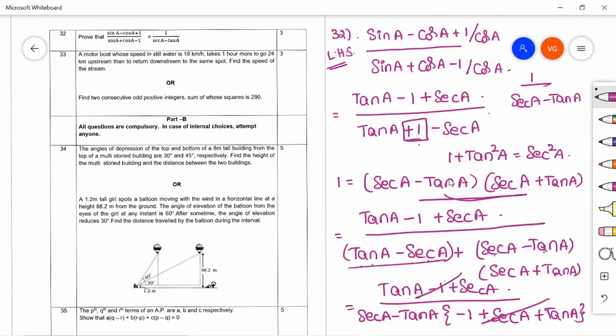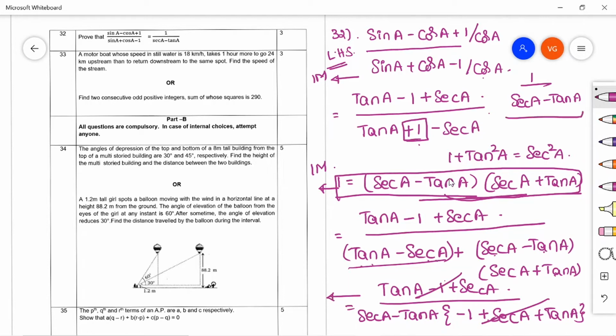Hence it is proved. So if you can write this formula, that is for dividing by cos A both numerator and denominator, here you will get 1 mark. Then replacing 1 by this formula, you will get another 1 mark. Then finding the final answer and writing it, you will get another 1 mark.